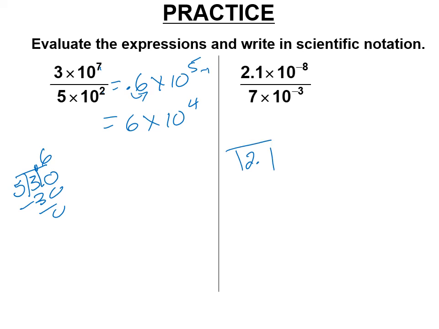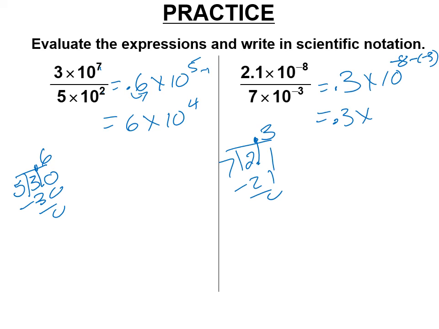2.1 divided by 7. Decimal straight up. We get 0.3 times 10. And then we're doing negative 8 minus negative 3, which is the same as negative 8 plus 3, which is negative 5. We have to fix this, so it gets 3 times 10. Since we're making that one bigger, we're making that one smaller by 1. Negative 5 minus 1, negative 6.